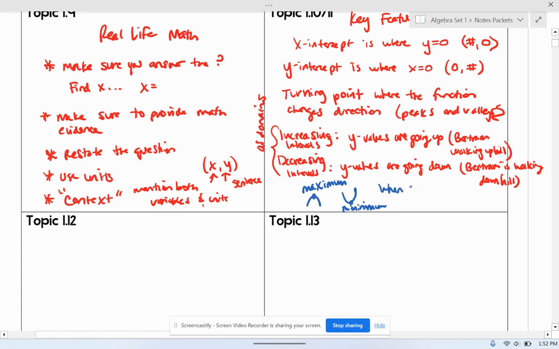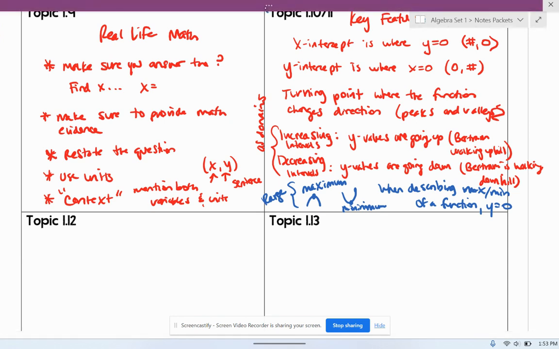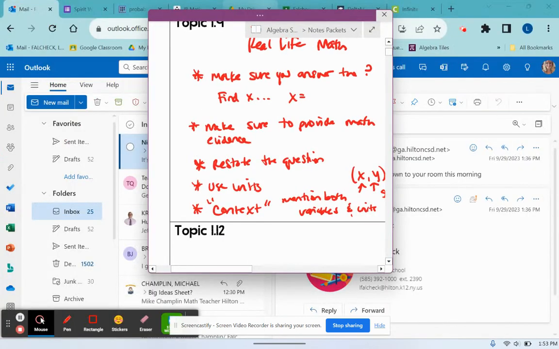And when describing the maximum or the minimum of a function, you talk about its y value. You write it as y equals, okay? And you find these in the range. So think about intervals of increase and decrease as belonging in the domain, right? We use the domain to describe where the intervals of increase and decrease are occurring.